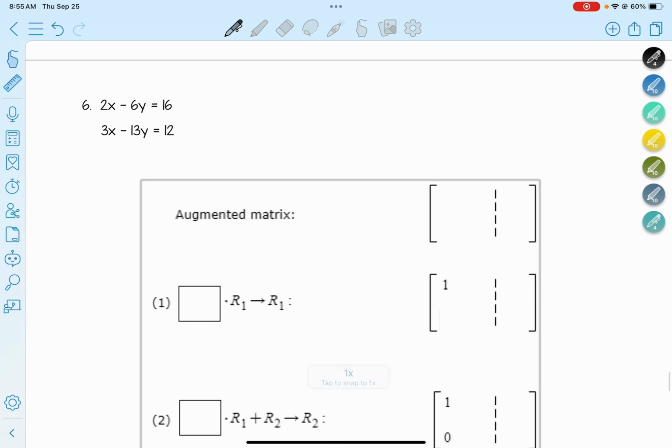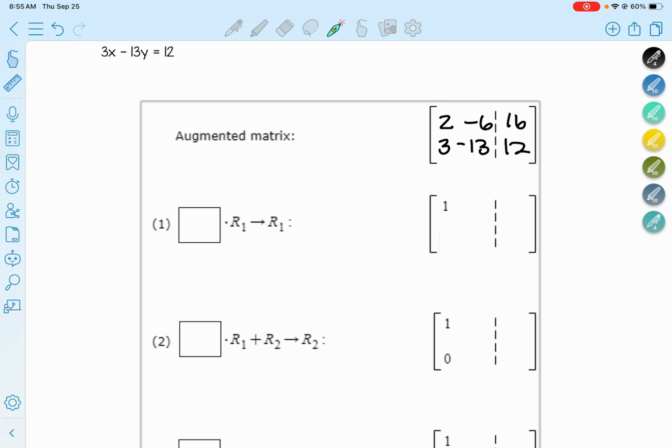If I'm looking at this one right here, the first step is I take the system and put it in a matrix. So I'm going to write 2, -6, 16, 3, -13, and 12. The first thing I want to do is change the 2 into a 1. To do that, I'm going to multiply everything by 1/2. This then gets me 1, -3, 8, and my bottom stays the same at 3, -13, and 12.